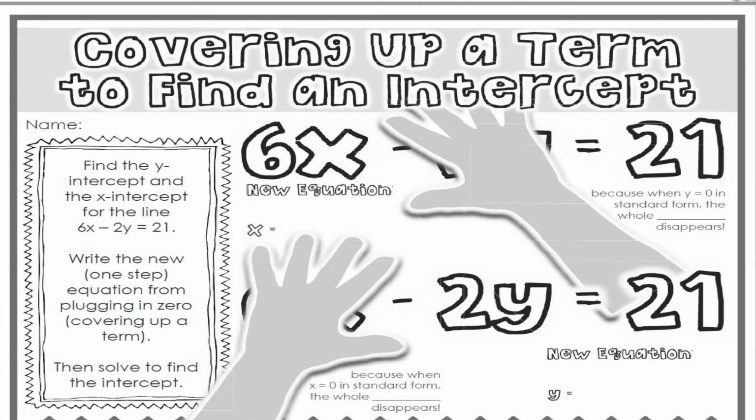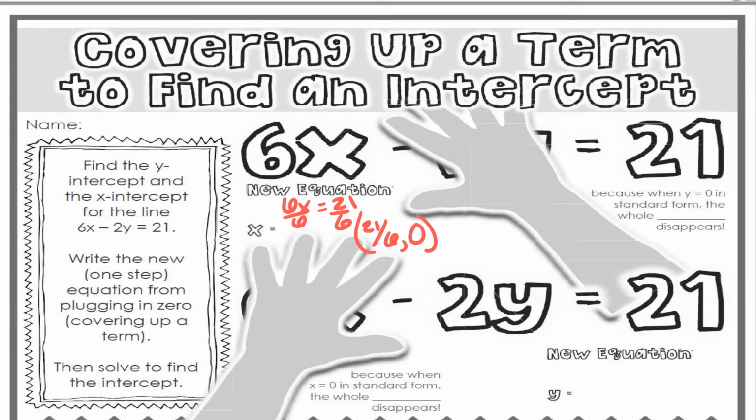So we covered up our 6x. We covered up the y term. So 6x is equal to 21. I'm actually going to do it right over here. So 6x is equal to 21. Divide each side by 6. I get x is equal to 21 over 6. So my x-intercept is at 21 over 6, 0.